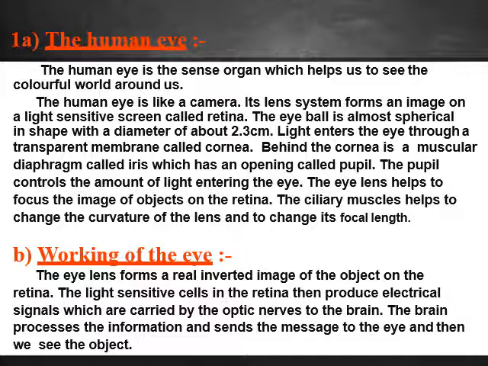Now coming to the working of the eye, the lens forms a real inverted image of the object on the retina, and the light-sensitive cells in the retina then produce electrical signals which are carried by the optic nerves to the brain. The brain processes the information and sends the message to the eye, and then we can see the object.